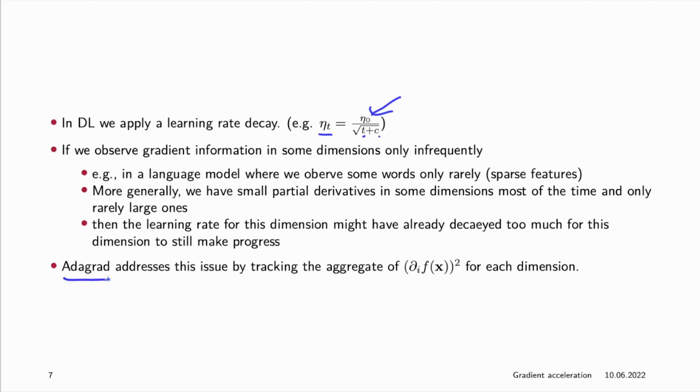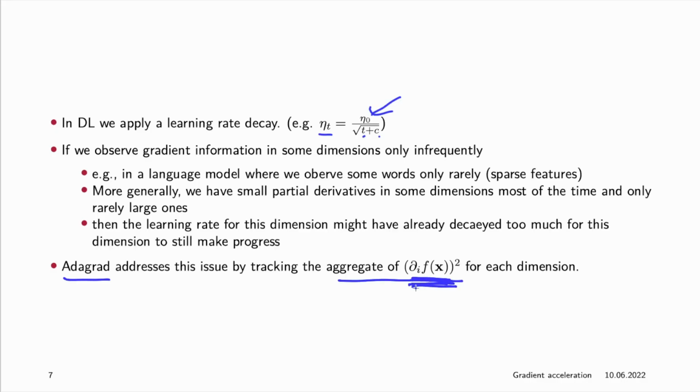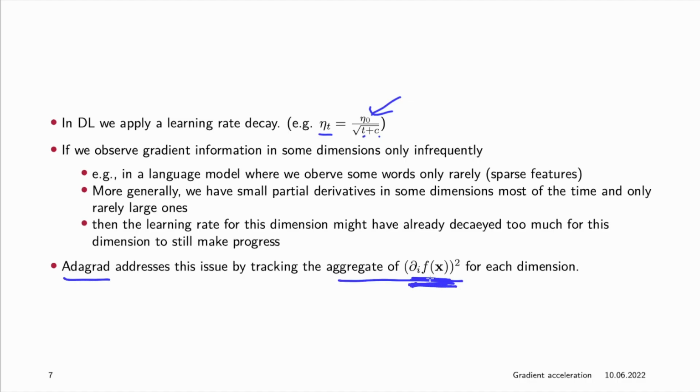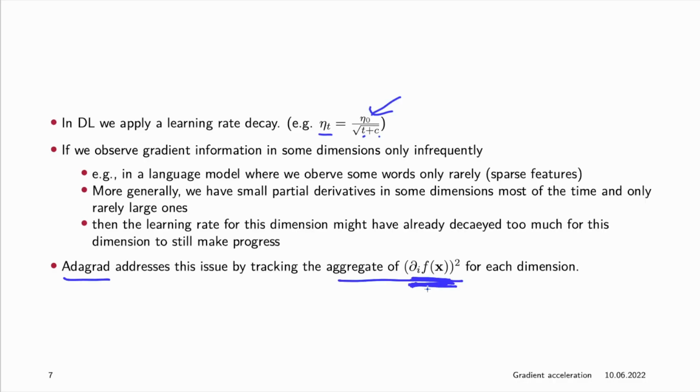And AdaGrad addresses this issue by tracking only the aggregate of the square of the partial derivatives for each dimension. So if the feature doesn't appear very frequently, then most of the time this will be 0 or close to 0. However, sometimes it becomes large. Thus, the aggregate would still stay small. However, for a feature that appears very frequently, where we always observe a gradient in this direction, this aggregate would grow faster. And this allows us to keep track of the different dimensions that we have already updated a lot and the ones that we haven't updated a lot.